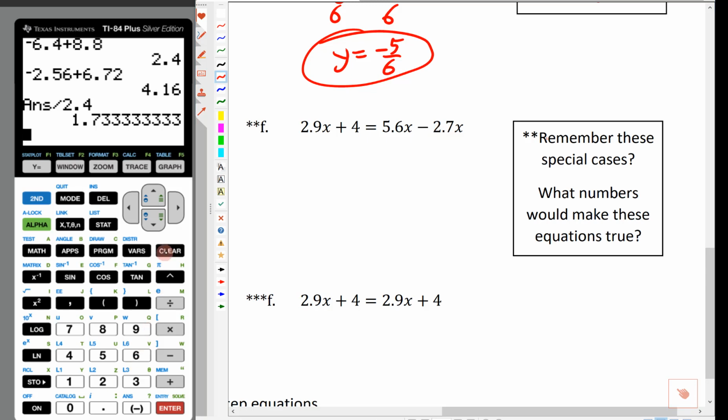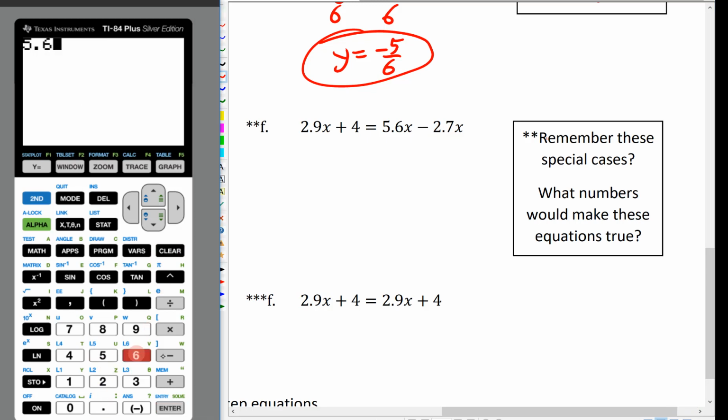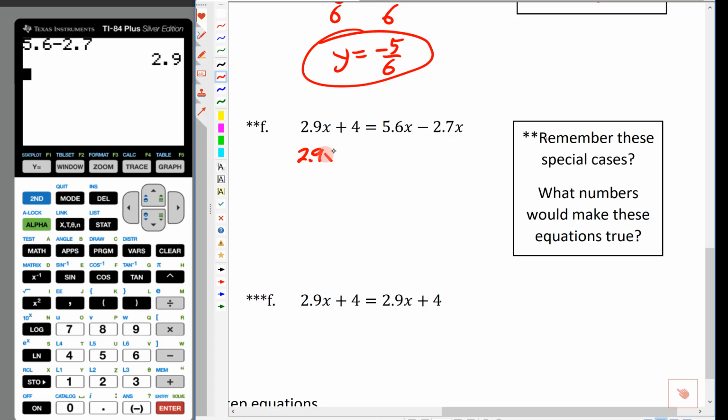So I'm going to do, let's see, clear that off, 5.6 minus 2.7. And we end up with, let's see, did I type that in the right way? I did. So here's what we get, 2.9x plus 4 on this side and 2.9x on that side. So here's what I'm going to do. Since there's only one constant in the problem, I'm going to move this 2.9x over there, and I'm going to do that by subtracting 2.9x here.